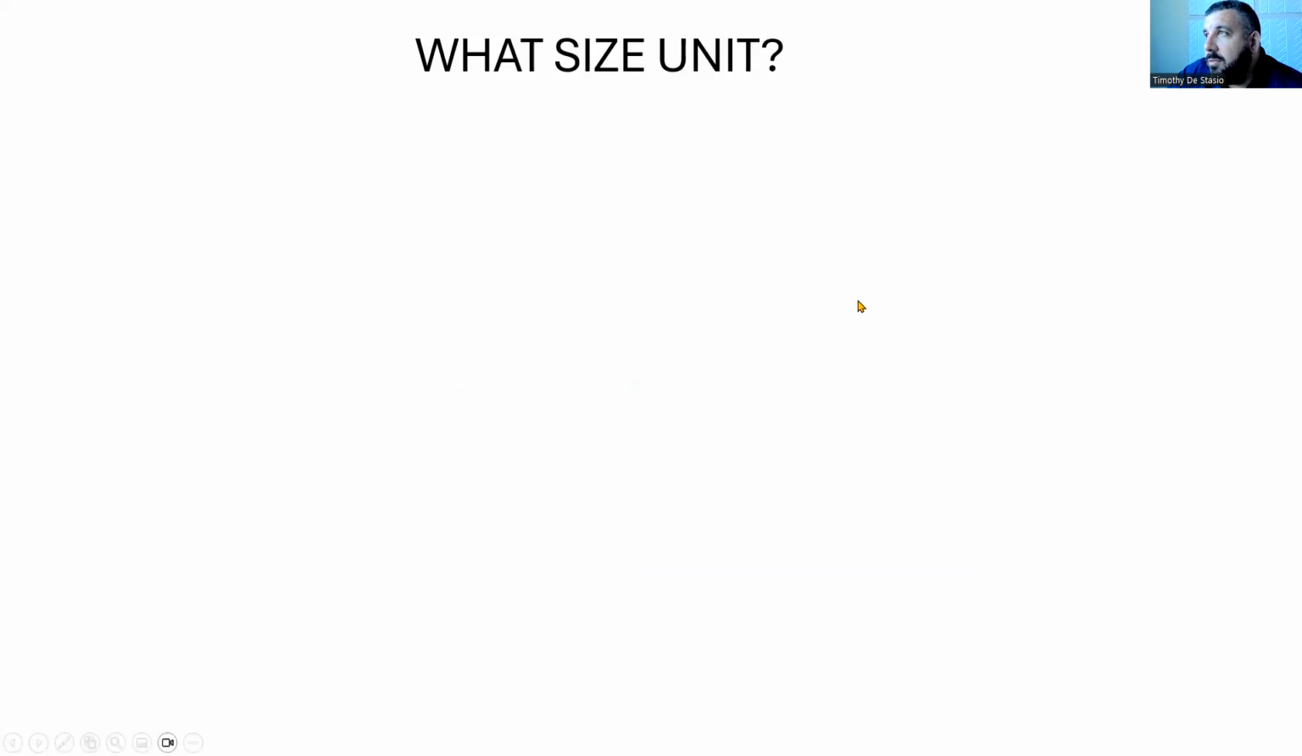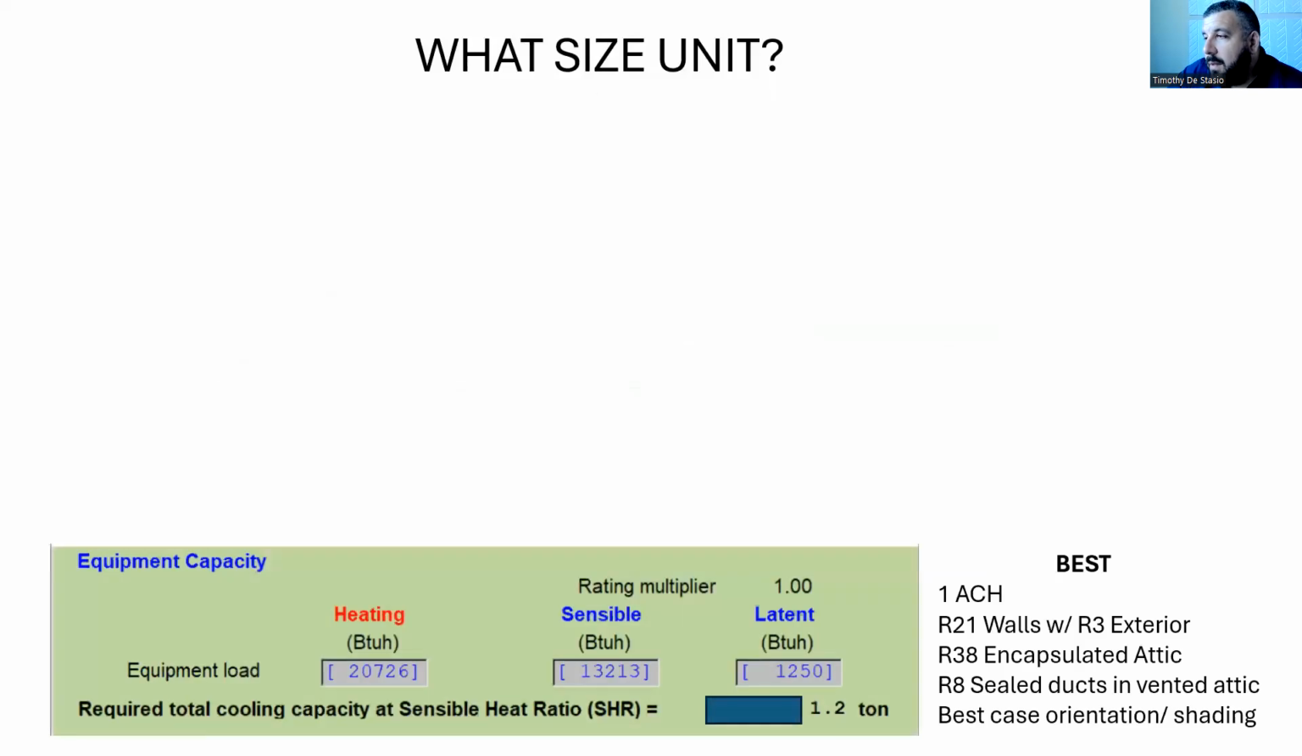What size unit did you think went in my house? We talked about this like an hour ago. Well, if my house was a high performance house, like to Passive House standards, one ACH, R21 on the walls, exterior insulation, encapsulated attic, which I actually already have, R8 sealed ducts, and well, this should be a conditioned space, I would only be at 1.2 tons.